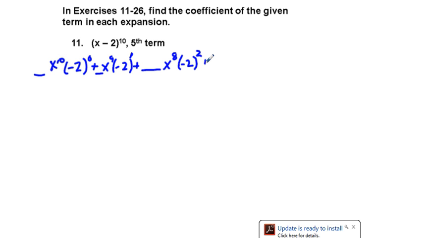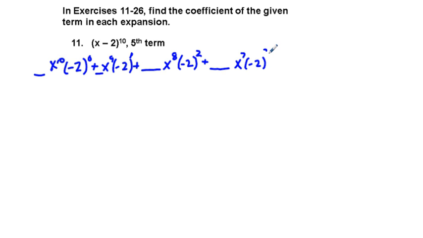And then our fourth term is going to be some coefficient times x to the 7th power and negative 2 to the 3rd power. And our fifth term is going to be some coefficient times x to the 6th power, and then we have negative 2 to the 4th power. Okay, now we need to find what this blank is.